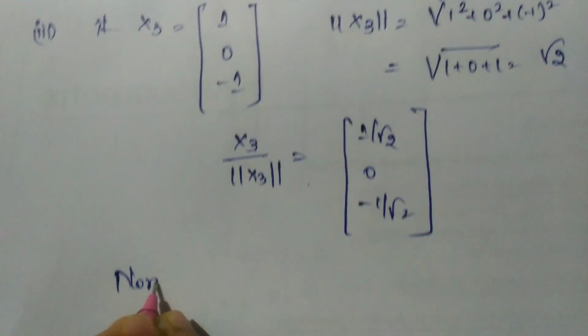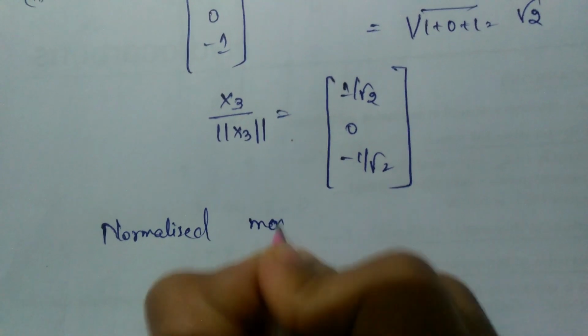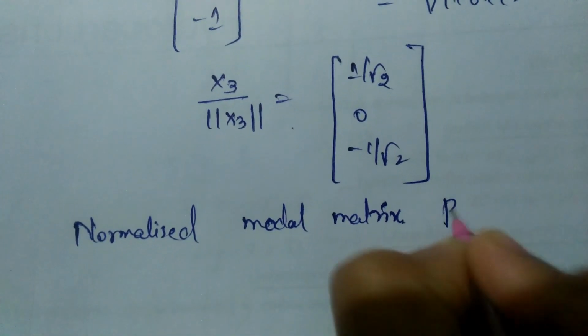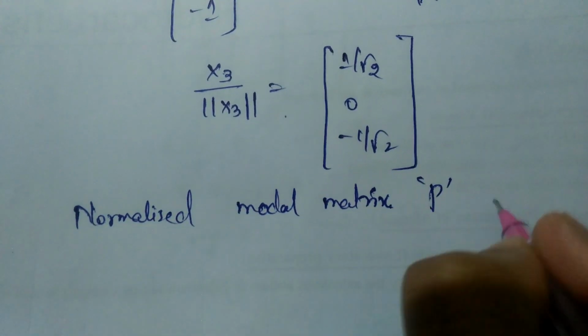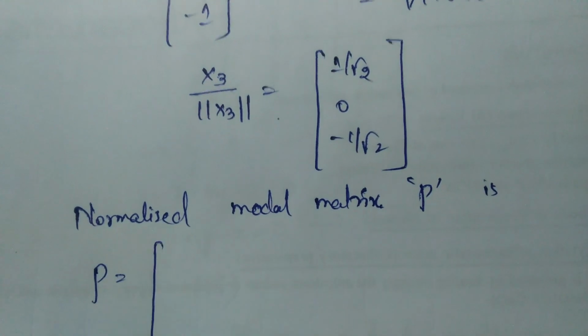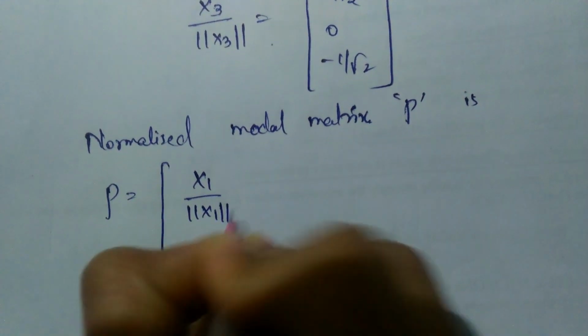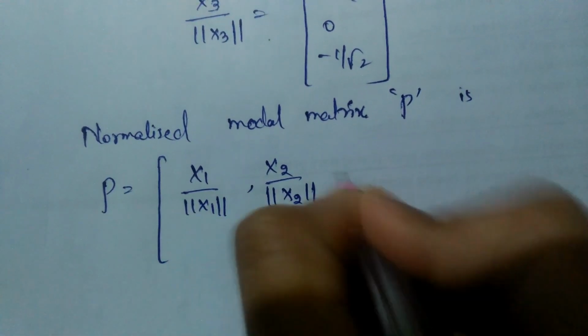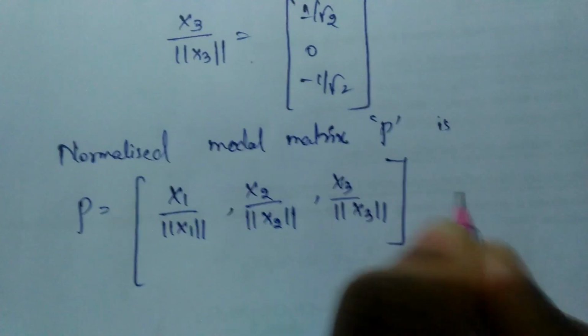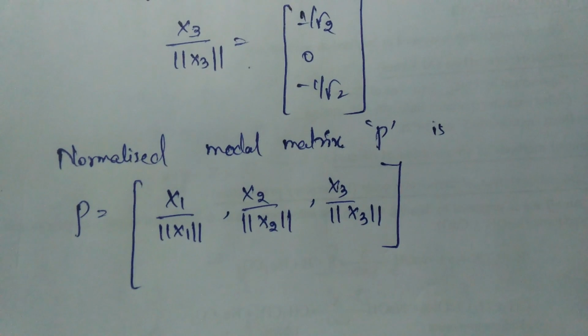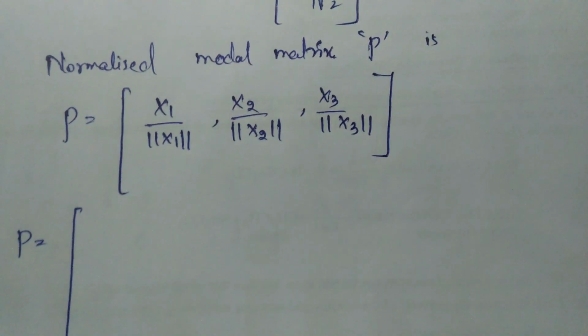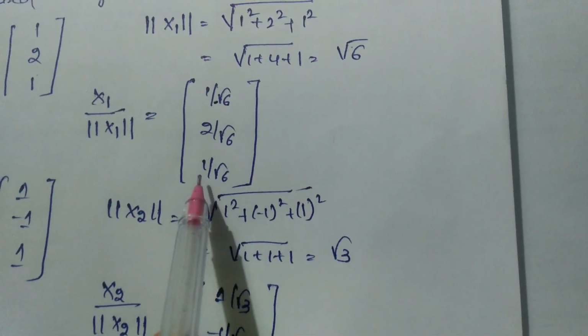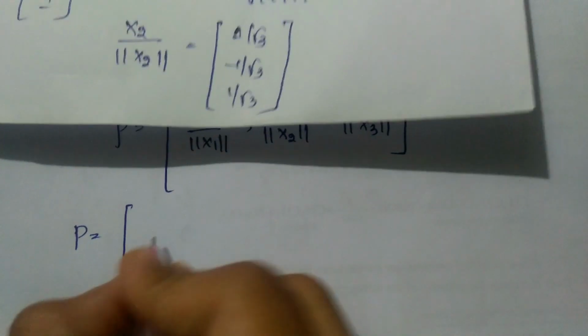Now we need to find out the normalized modal matrix P. We know that P is equal to x1 by norm x1, x2 by norm x2 and x3 by norm x3. This is the normalized modal matrix P. So all the values we got, we have to write column wise. The first column comes as 1 by root 6, 2 by root 6 and 1 by root 6.